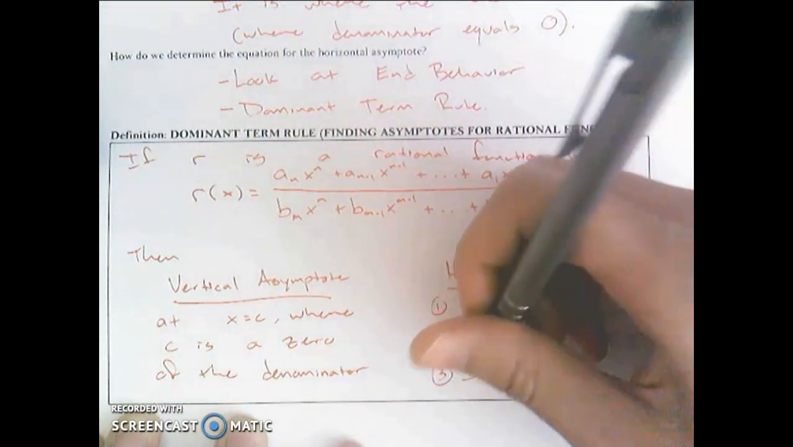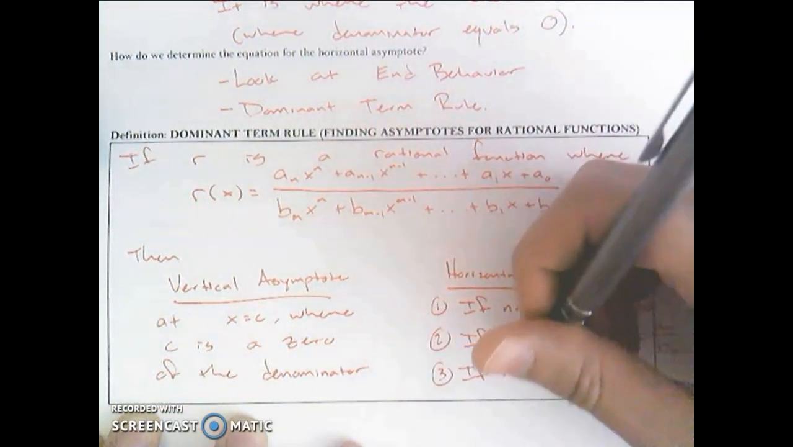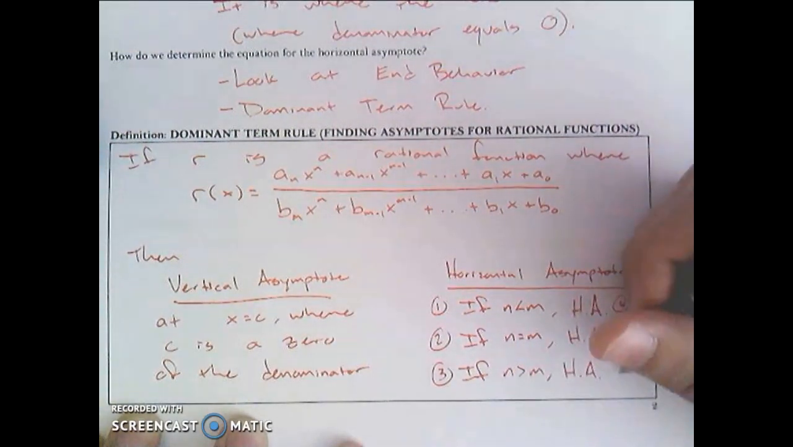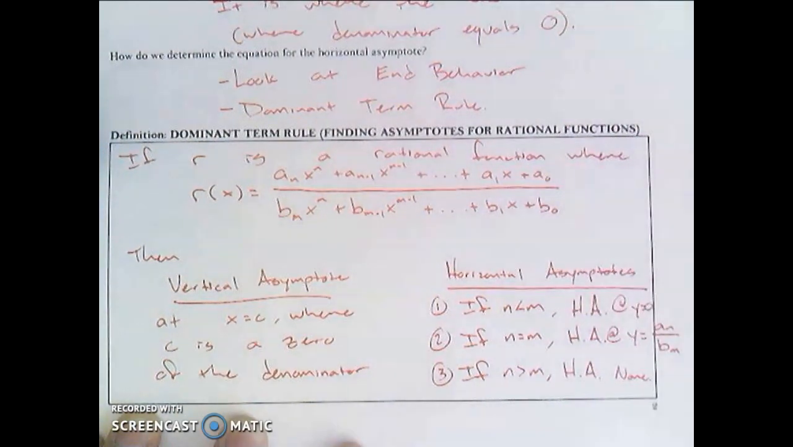And finally, if n is greater than m, then we don't have a horizontal asymptote, so there is no horizontal asymptote. The reason why that's true is if the degree of the numerator is greater than the degree of the denominator, well, think about the end behavior. The numerator is going to blow up much larger than the denominator, so it's going to diverge off to infinity.